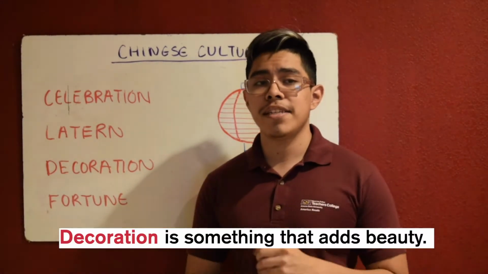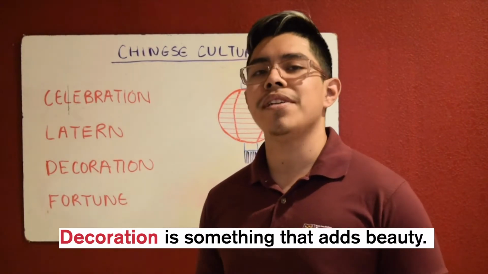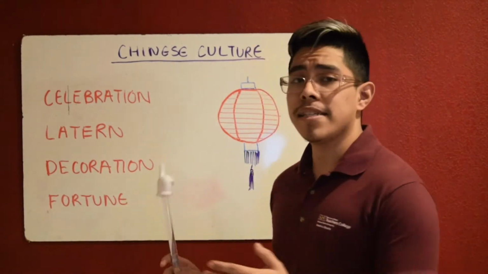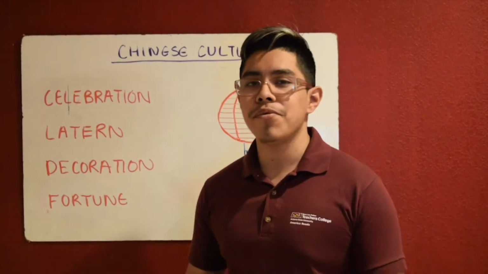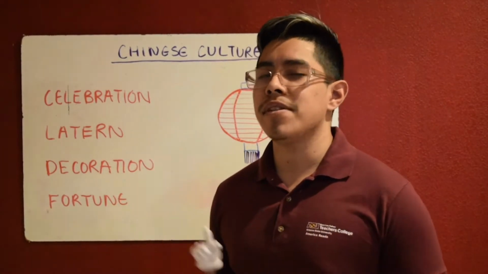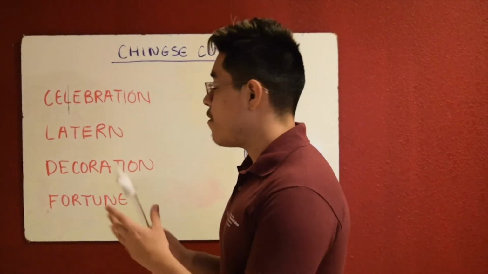Now, decoration is basically something that adds beauty to something. As an example, a lantern can be a decoration because it lights the room and also makes it really pretty. So next up, fortune.